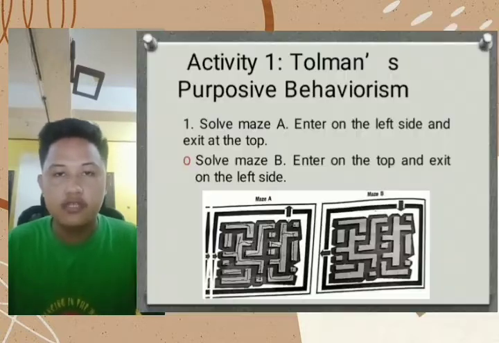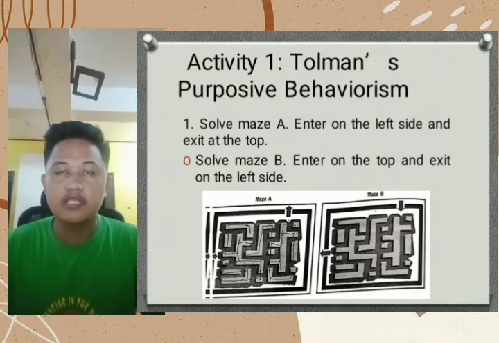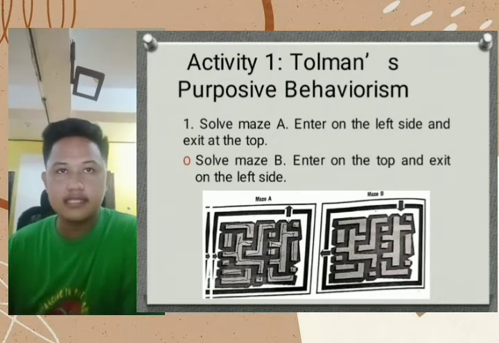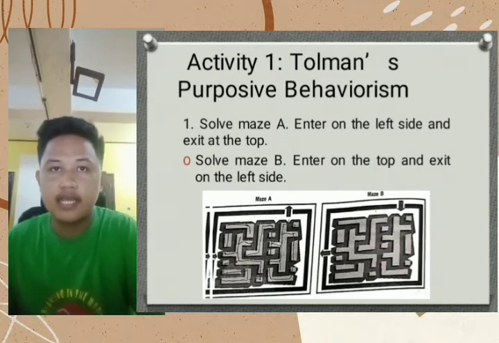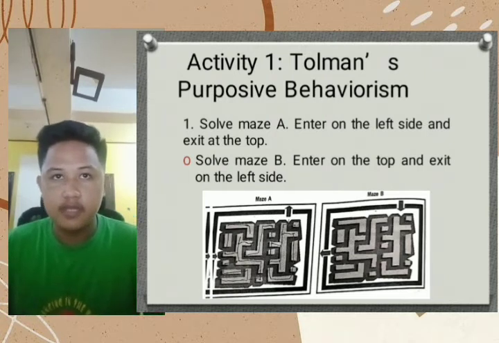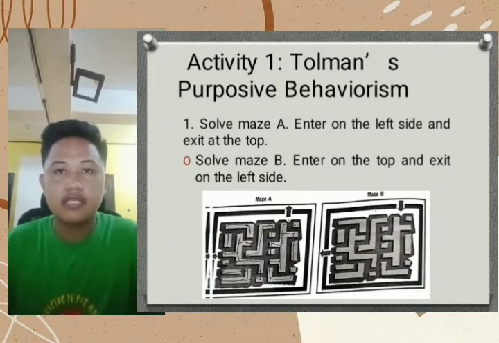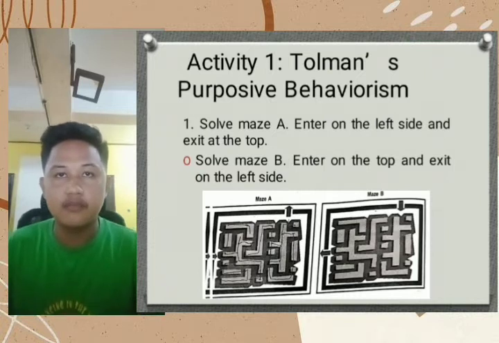So for our first activity, it is from Tolman's purposive behaviorism. Let's first solve maze A. Enter the left side and exit at the top. Makita ito ng mga arrow, class. In maze B, we first solve maze A, then maze B. Also, we will enter on the top and exit on the left side. So it is opposite from maze A.